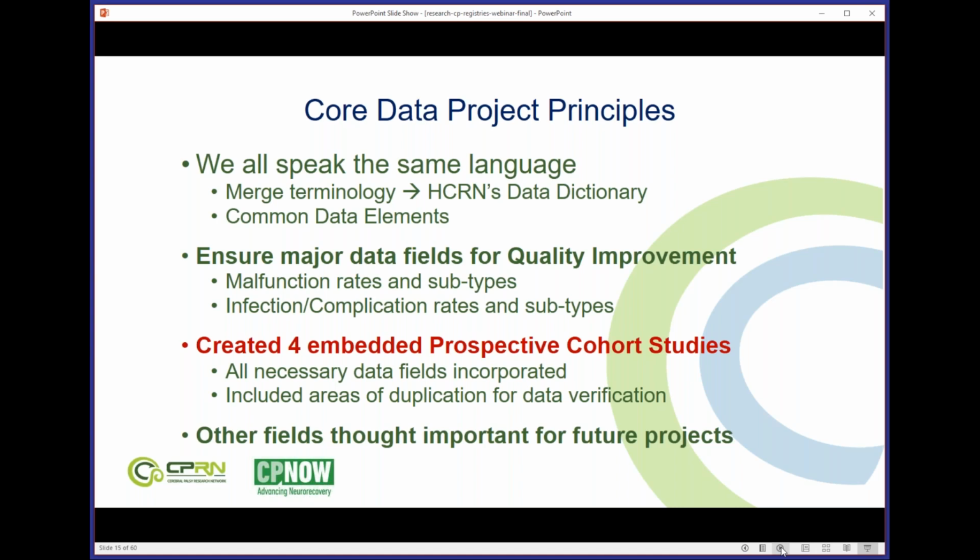And then other fields. We don't always know what the future will bring, so we try to incorporate any fields that we think might be important. That's always the toughest, and always a balance, because everyone has a million ideas, but you don't want the registry to become too arduous, or it will collapse very quickly.